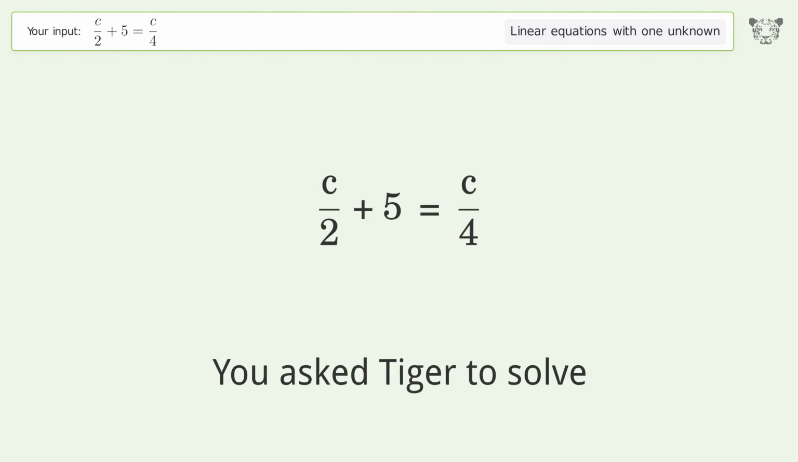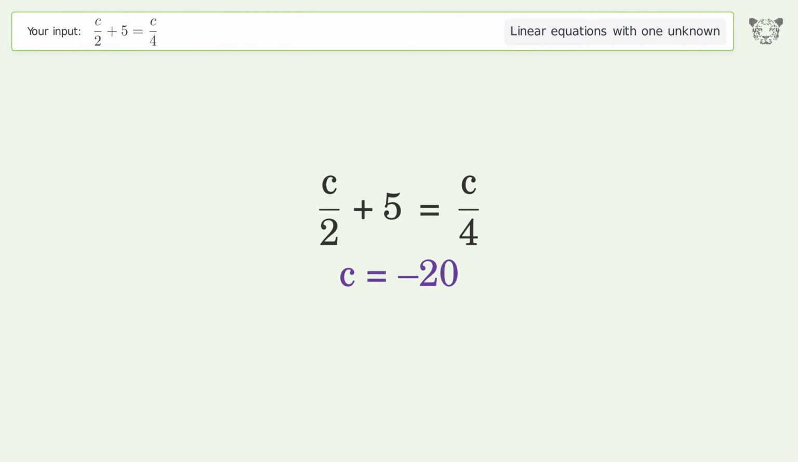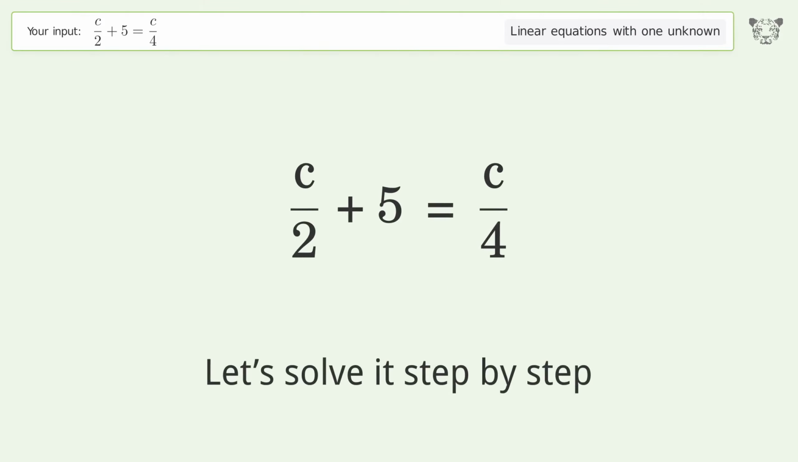You ask Tiger to solve. This deals with linear equations with one unknown. The final result is c equals -20. Let's solve it step by step.